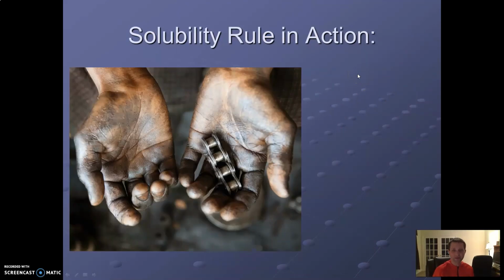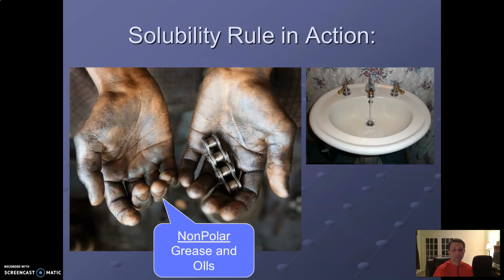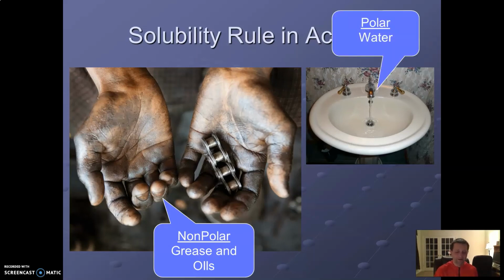So, everyday solubility rule in action. I think this is really interesting. Dirty, oily hands, right? So this person's clearly working on something mechanical here. The grease and oil is nonpolar, and if you try to wash it off in just water, then it's not going to be that effective. You might be able to rub some of it off, but it's not really going to dissolve and go away. So what do you have to use? Well, of course, you have to use soap, right? So what does that tell you about the polarity of the soap?